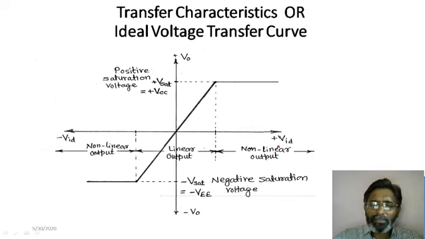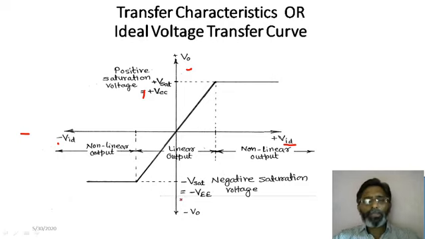So in this case we have VID on the x axis, so this is plus VID, this is minus VID, and on the y axis we have the VO. Obviously this is plus VO and this is minus VO.